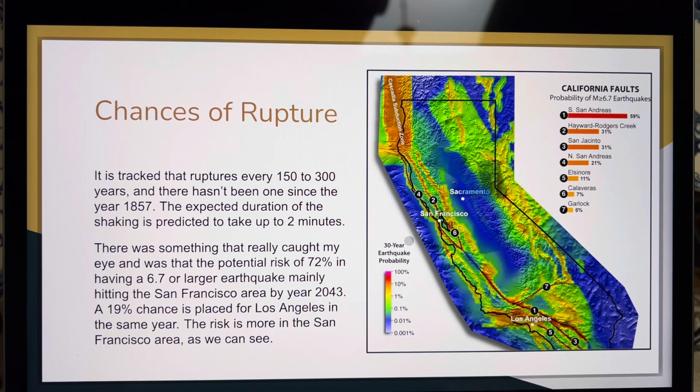Mindset. There was something that really caught my attention: a potential risk of 72% of having a 6.7 or larger earthquake, mainly hitting the San Francisco area by the year 2043, and a 19% chance for Los Angeles in the same year, 2043. This risk is more into the San Francisco area, as we could see.